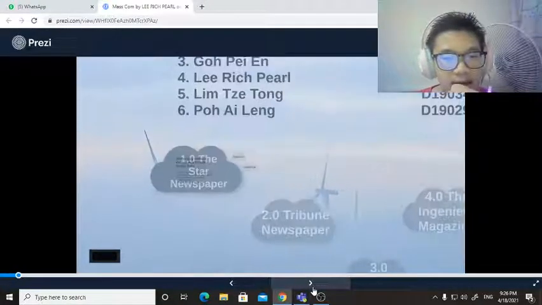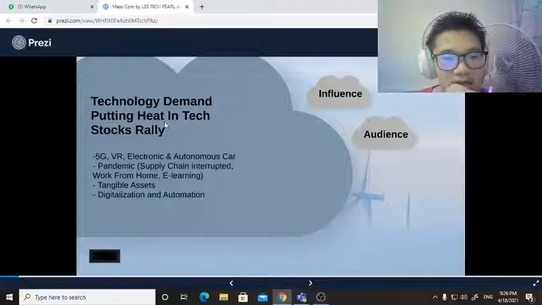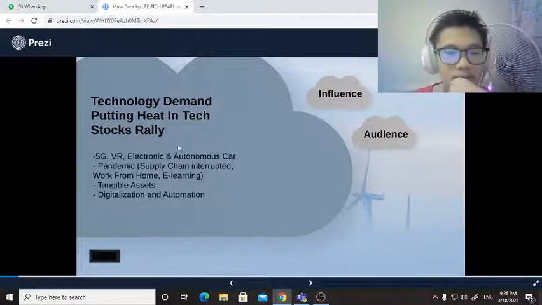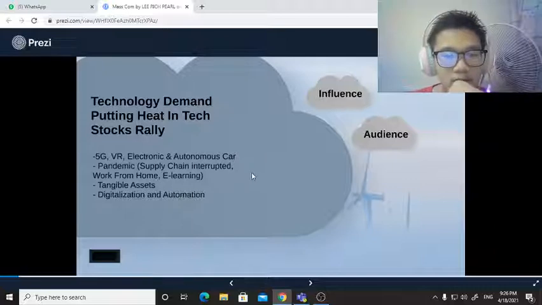The next slide is about technology demand putting the heat in the tech store. Currently, the pandemic is happening, so there's a supply chain interruption because workers cannot go to the factory to produce things or run the production line, so the supply is decreased. However, both for home and e-learning, demand for computers or semiconductors will increase. Therefore, the price will increase, the sales performance will be good, and the stock price will increase in the long term.